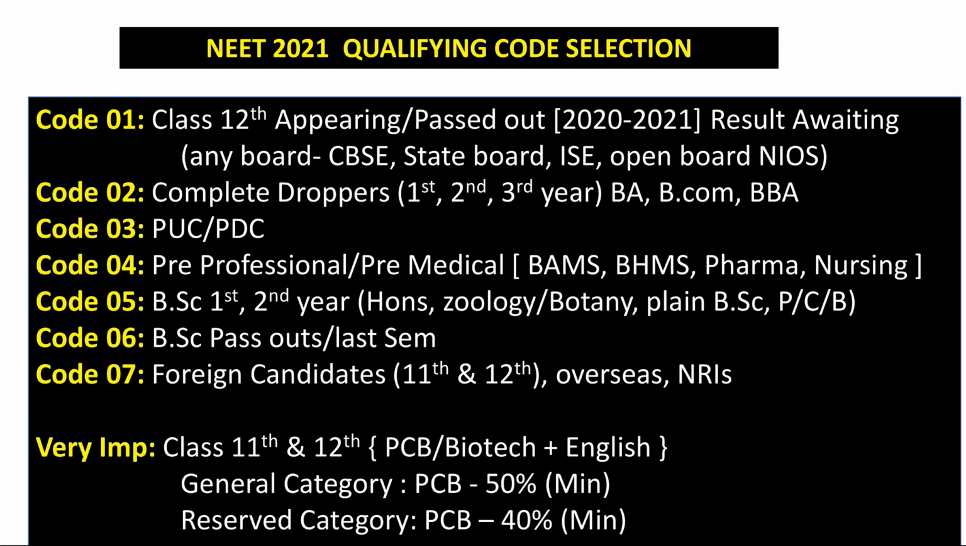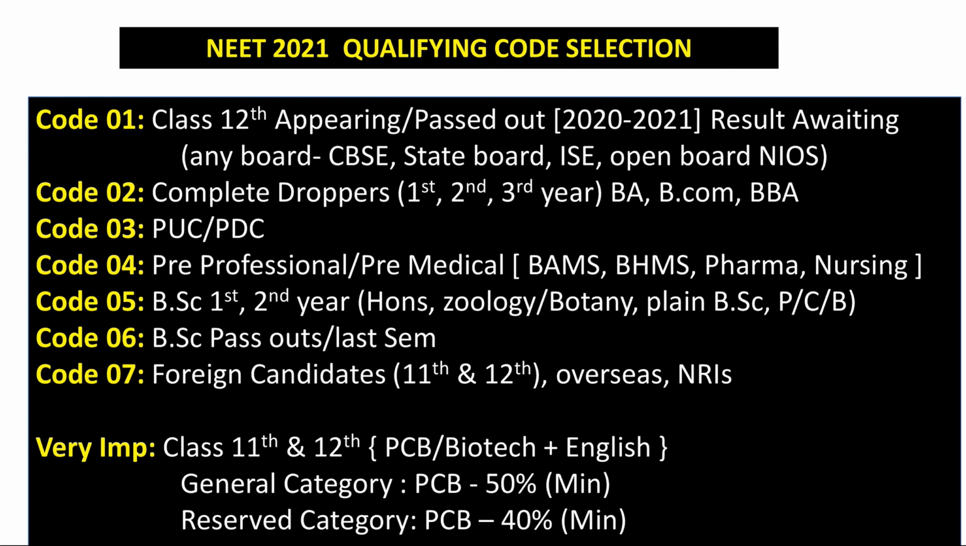Okay, so let's move ahead now, and let's see how to update or select these qualifying codes in the application form. Let's start with the qualifying codes. There are seven codes given by NTA, and let me give you a little more clarity and brief you on exactly what each and every code means.